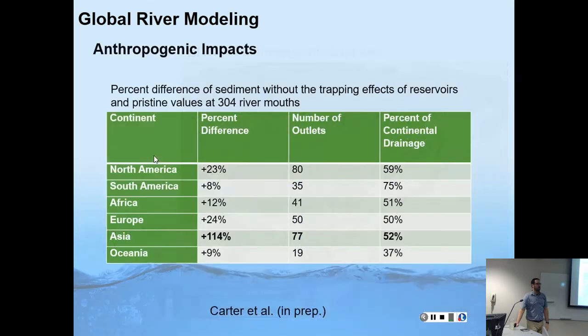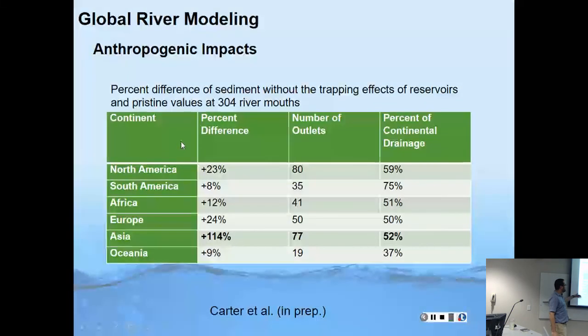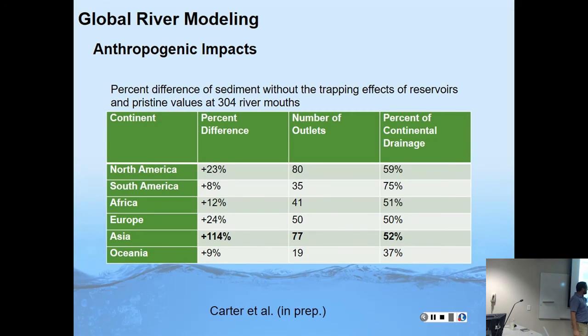You can summarize it, which he did on a continental basis. I don't know if that's a realistic number, but at least what the model tells us is that land use alone can contribute over 100% increase in sediment in Asia. In other places, it varies a lot. In South America, it's only 8%, so it's a very diverse and heterogeneous response.